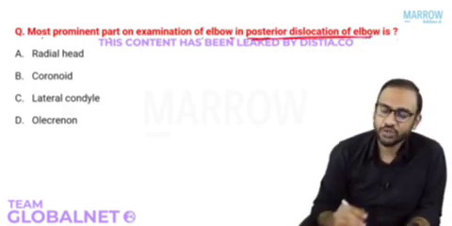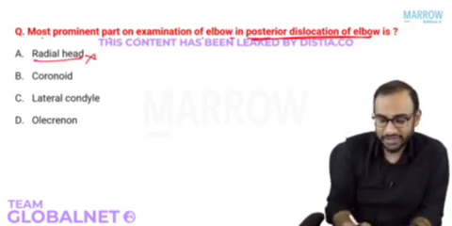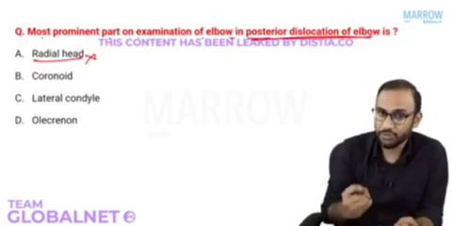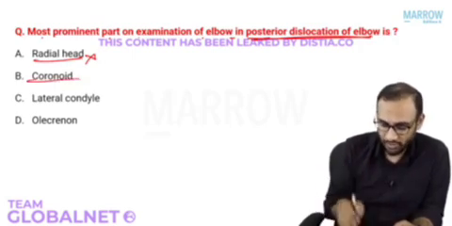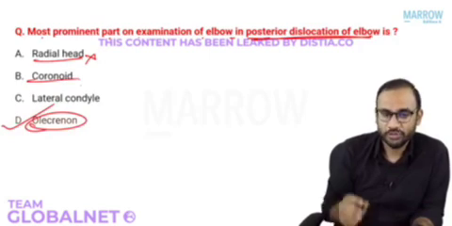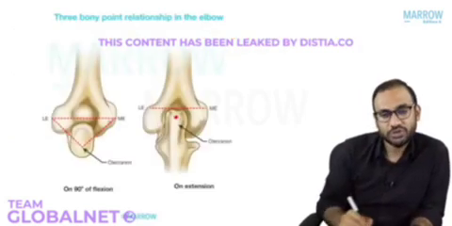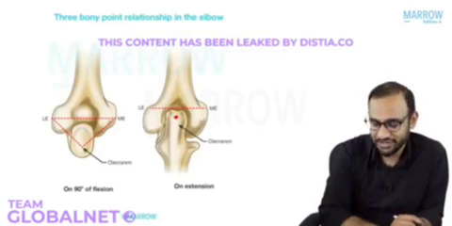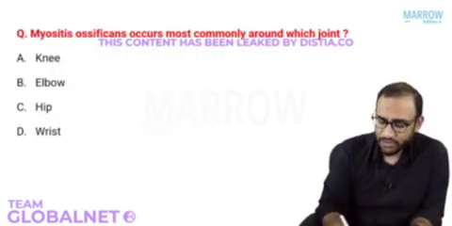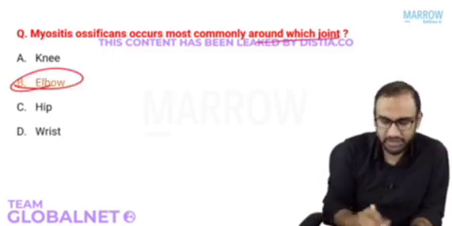If there is a posterior dislocation of elbow, which will be the most prominent part that you can palpate? Radial head? No, because it does not participate in elbow dislocation. Elbow dislocation is ulnohumeral dislocation. Coronoid? No, it is olecranon, right? It is olecranon because that is the most prominent part in elbow dislocation. And also tell me, what happens to the 3-point bony relationship in elbow dislocation? It will be reversed, yes. Myositis ossificans occurs most commonly around which joint? Elbow joint more than hip joint. So the answer here is elbow.